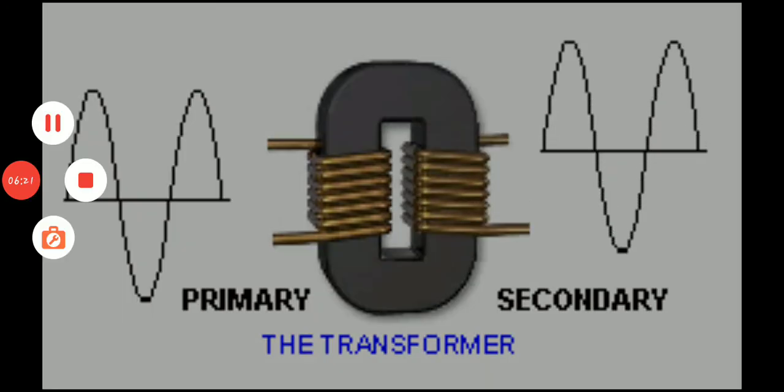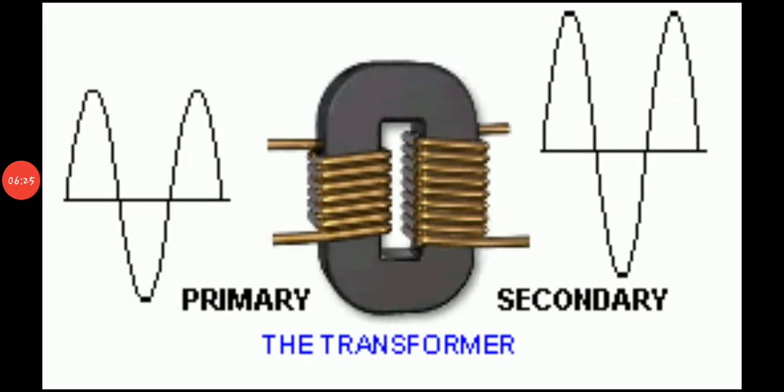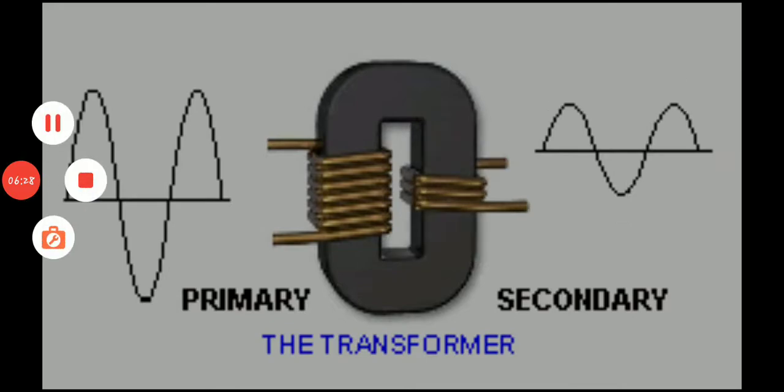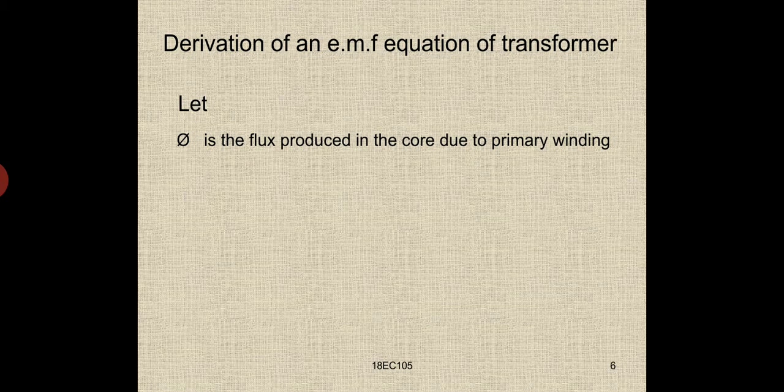Now further we'll see the derivation of the equation for the EMF used in a transformer. Now let us proceed for the derivation of the equation for the EMF of the transformer. Let phi be the flux produced in the core by the primary winding, because that is the source of energy. We should start with the primary.